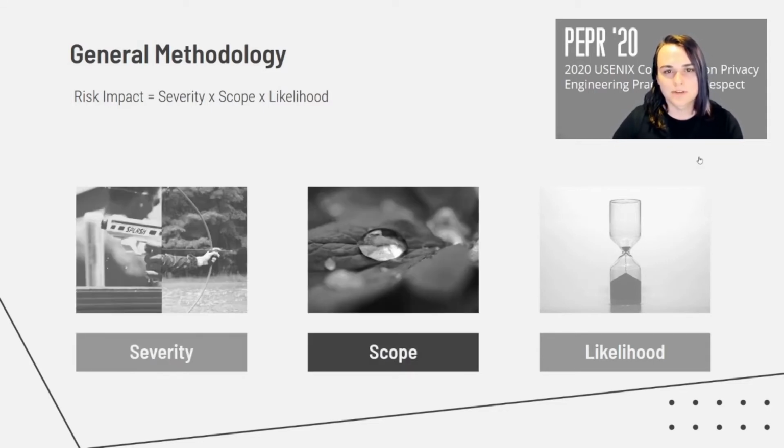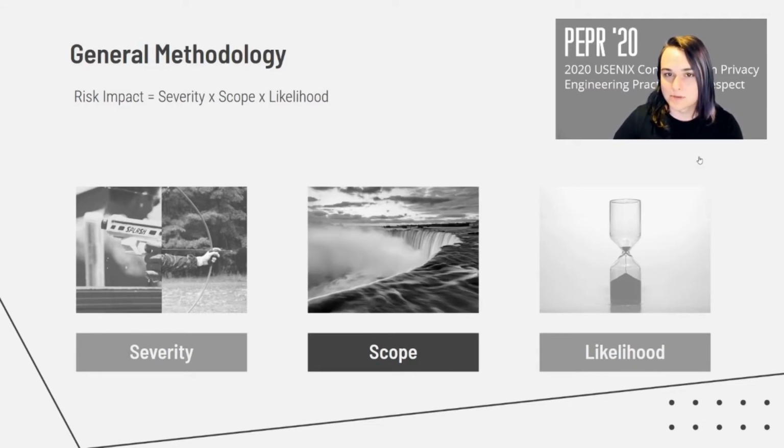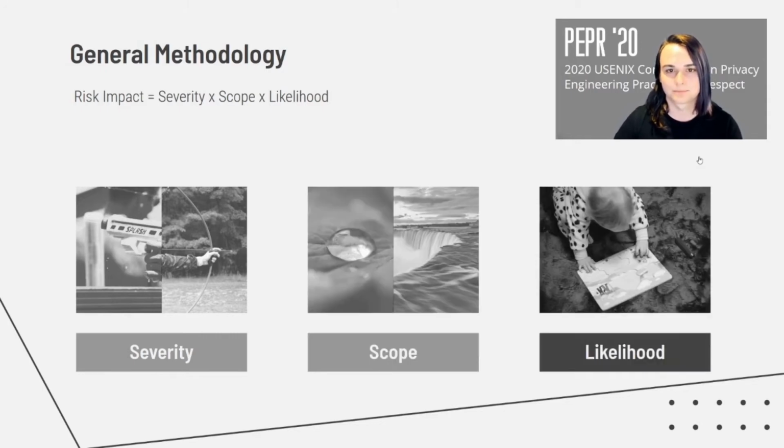Now, scope is about a pool of a population or users or systems or whatever you're trying to protect. And here I'm showing a drop of water, but to you this might mean a handful of users using a subset of your application. In more extreme examples, the scope could be every single user, past and present.